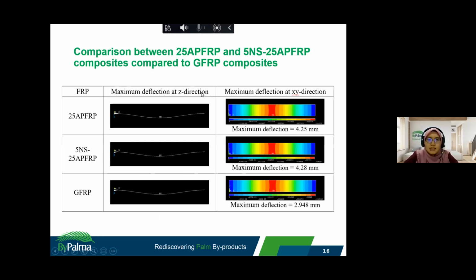So this is the maximum deflection that you can see in the Z direction. We have slight bending here, and we can see the maximum deflection contour in the XY direction that gives us clear results on how the deflection happens. So these are the comparisons between 25 APFRP, 5 nanosilica to 25 APFRP, and also the glass FRP composite.